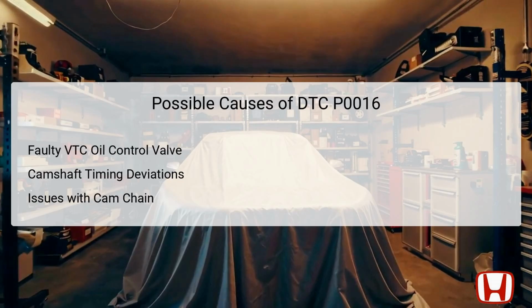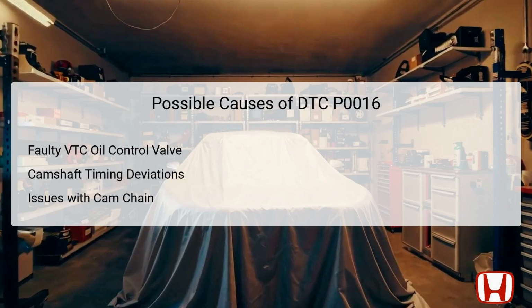Several root causes may lead to the appearance of DTC P0016. First, a faulty variable timing control, VTC, oil control solenoid valve A can disrupt the oil flow needed for variable cam timing. This solenoid plays a critical role in adjusting camshaft timing based on the engine's operating conditions. Second, deviations in camshaft timing itself can occur due to mechanical wear, sensor malfunctions, or improperly calibrated components. This can lead to incorrect phasing and trigger the P0016 DTC.